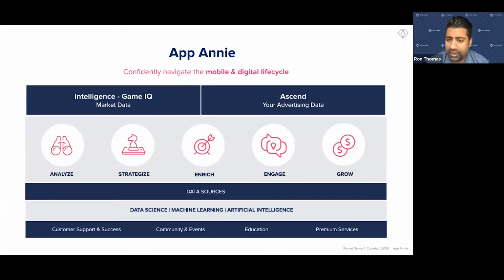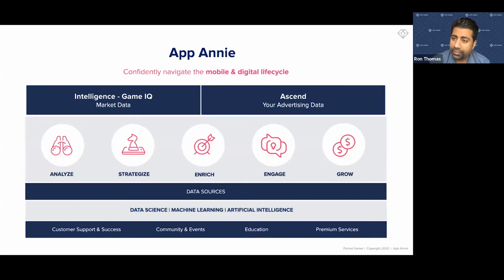However, earlier this quarter, we've also released our App Annie Ascend solution. App Annie Ascend is the advertising solution as it relates to your own data. You can think about this as how you best understand performance as it relates to your own specific data, across advertising and in-app purchases, and all the revenue components and all the cost components as well. So two different data sets.